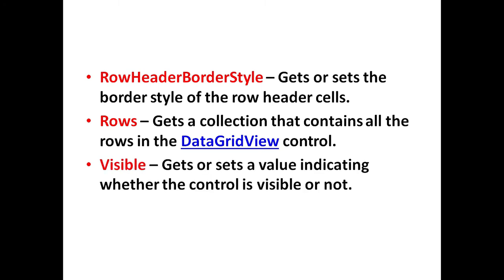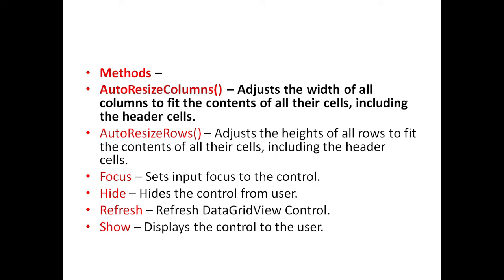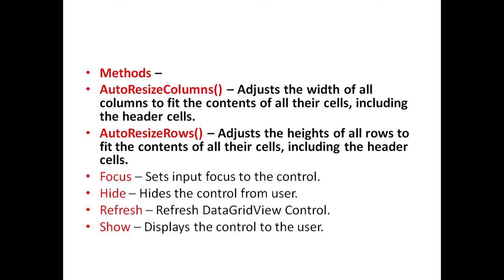And Visible property is used to get or set a value indicating whether the control is visible or not. Different methods for DataGridView are: AutoResizeColumns, which is used to adjust the width of the column to fit the contents of all their cells including the header cells. AutoResizeRows method is used to adjust the height of all the rows to fit the content of all their cells including the header cells.